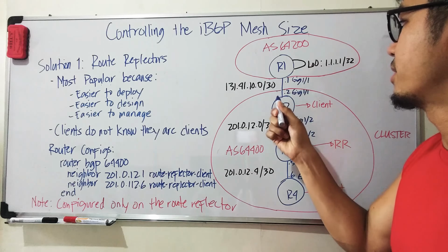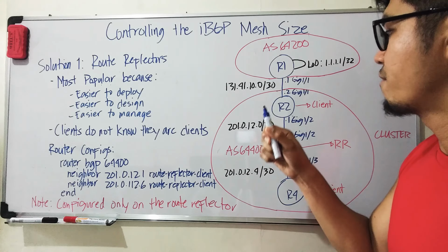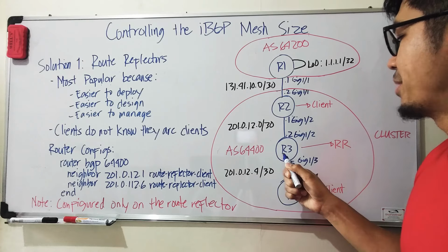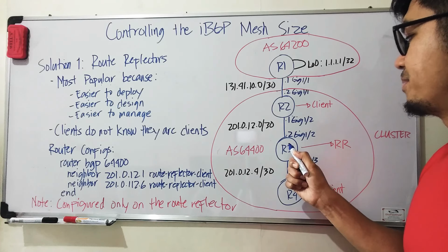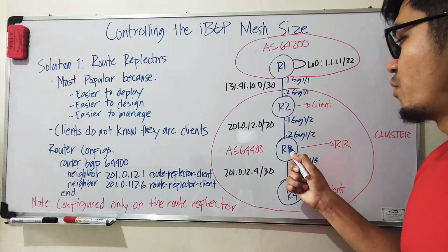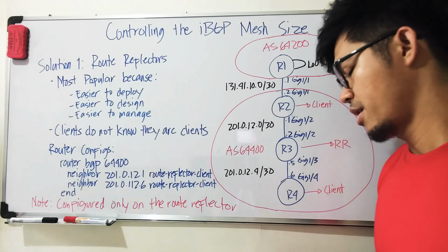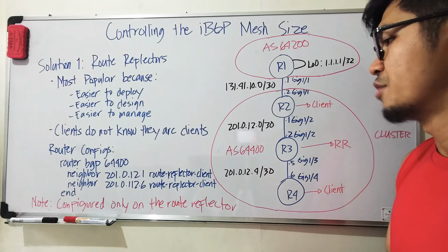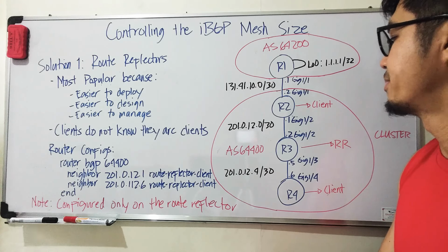Routes received from R1, R2 can forward routes received from R1 to R3, but R3 cannot forward routes received from R2 to R4, because routes received in the same AS cannot be forwarded to another router in the same AS. That's one of the rules BGP uses to prevent loops.